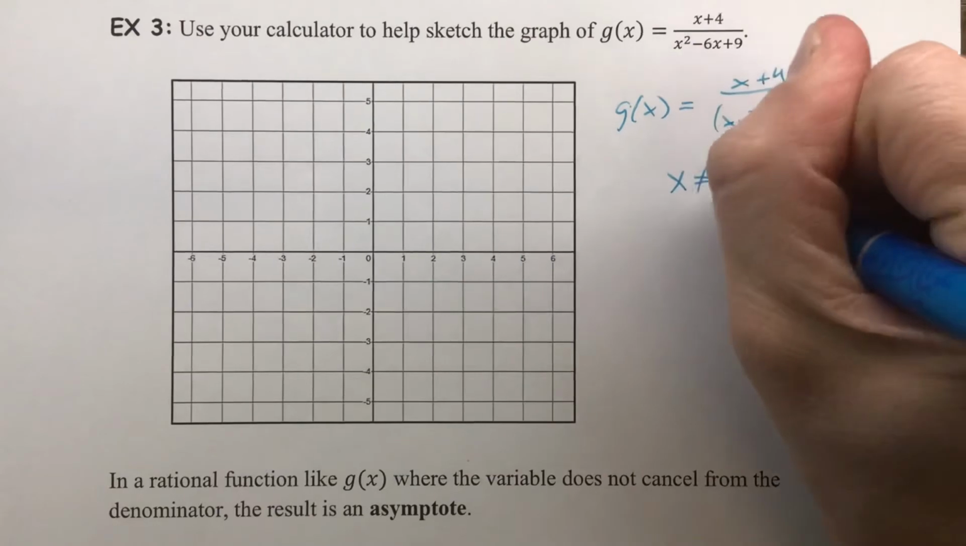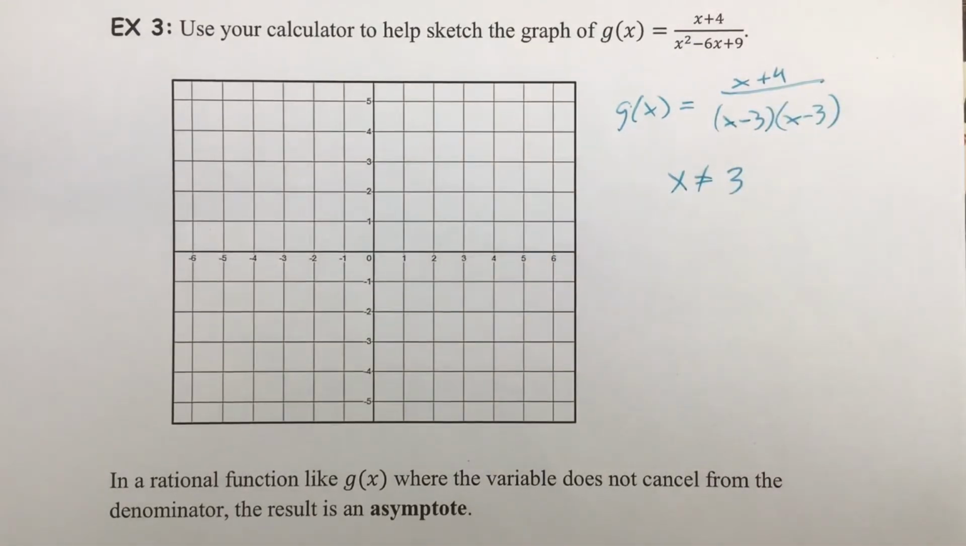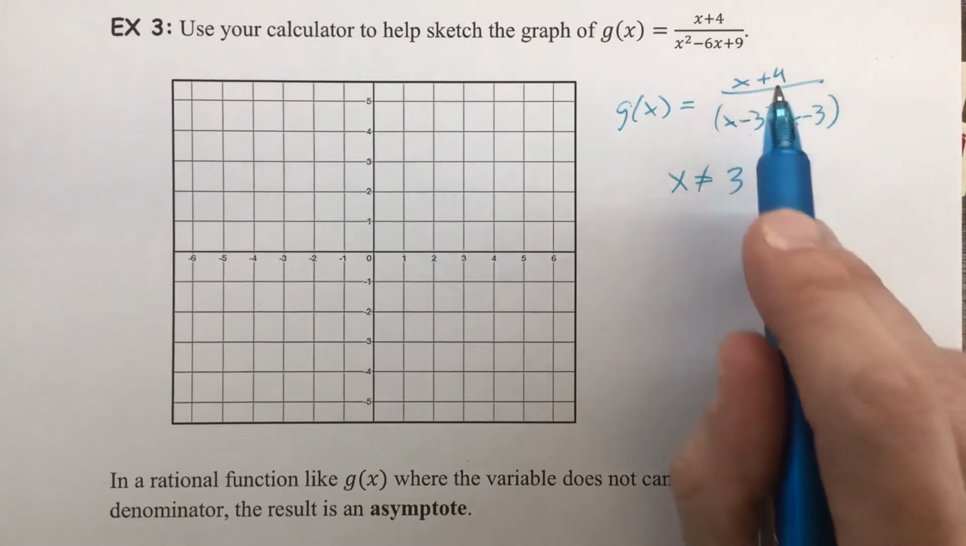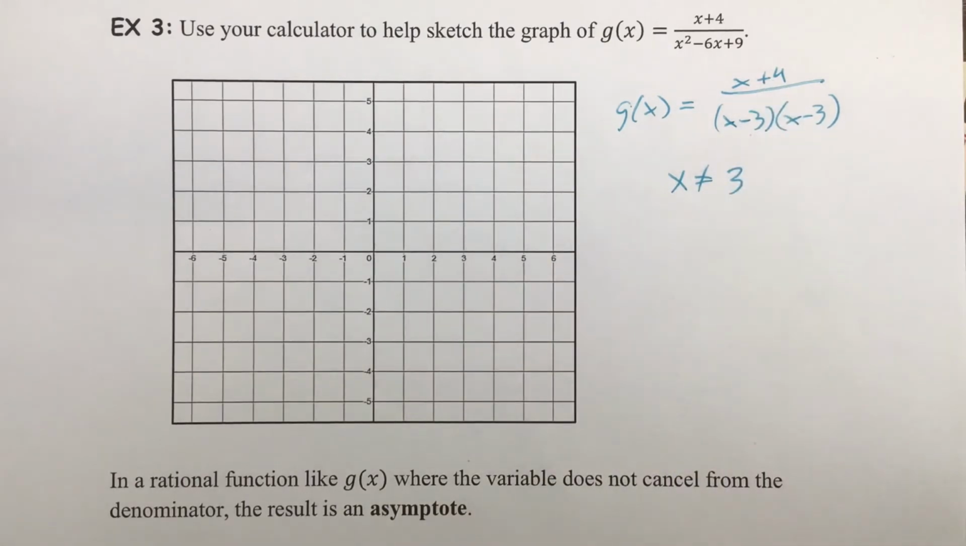X cannot equal 3. Okay, in this case, because these factors don't match any factors in the top to cancel out, we're not going to get a hole. We're going to get something different, which is an asymptote. We're going to get an asymptote here. Okay, now we're going to let the calculator graph it, because this is a building process to figure out how to identify certain characteristics, so eventually we can graph these on our own.